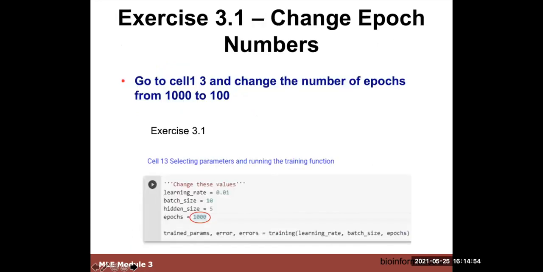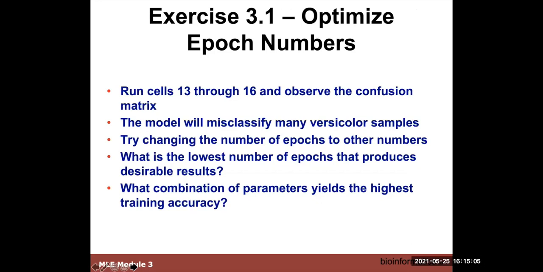Once you've got this going, you can start playing around. You can change the number of epochs, you can change the batch size, you can change the learning rate, and you can see how it performs. You can also optimize the epoch numbers and see which ones give you your best confusion matrix, and which one is the minimum number of epochs or combination of parameters that gives you the best accuracy.